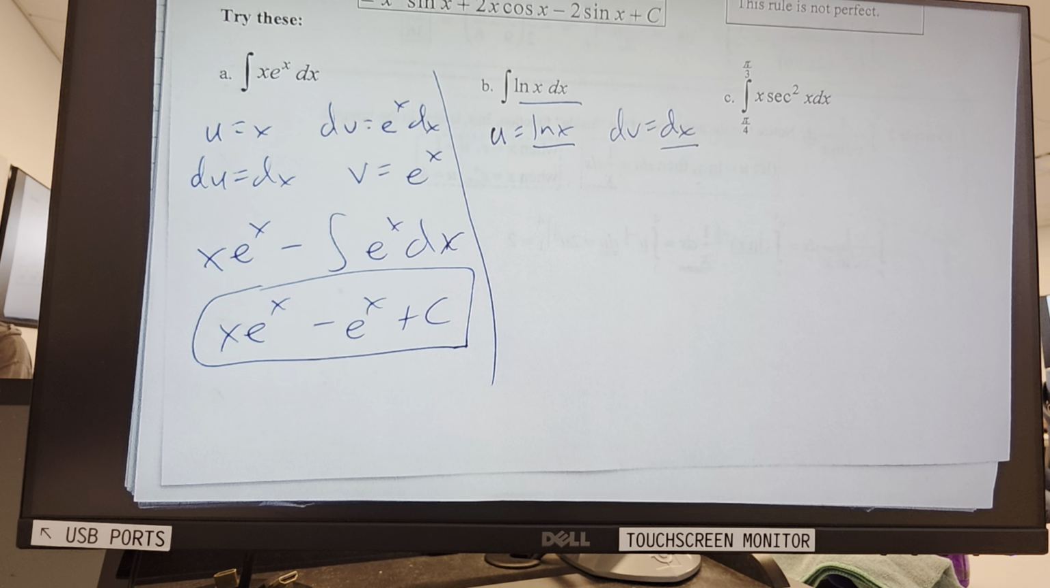The next thing you do is, what's the du equal? If u is ln x, what's du? 1 over x dx. Now integrate both sides of this. And actually put an integral symbol.